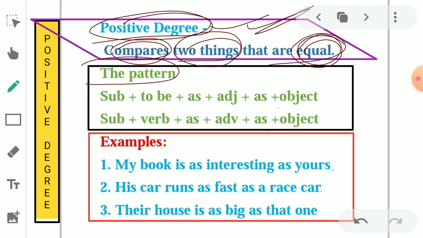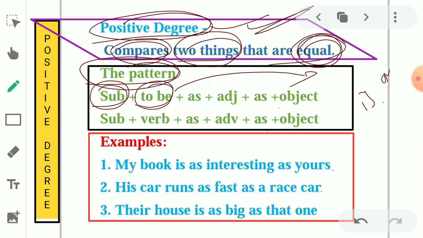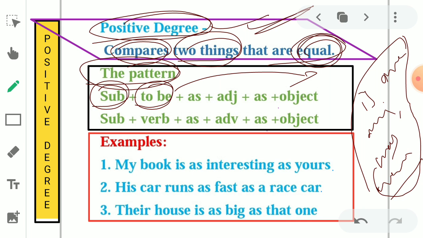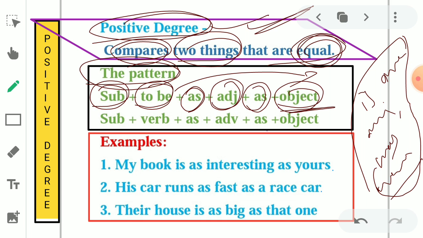How is the pattern? The first thing is the subject, then to be, as you have studied in the earlier classes: is, are, am, then was, were. These helping verbs are considered as to be, plus as, which is common in positive degree. After as we need to write an adjective, plus as again, plus object. The object continues the sentence. So this is the pattern.